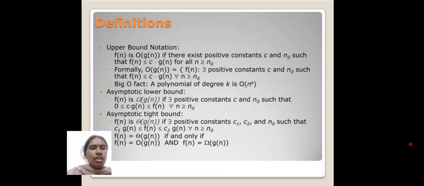The asymptotically tight bound is for theta notation. Here f of n is theta of g of n if there exist some positive constants c1, c2 and n naught such that c1 into g of n is less than or equal to f of n, less than or equal to c2 into g of n for all n greater than or equal to n naught. Here f of n is theta of g of n if and only if f of n is big O of g of n and f of n is omega of g of n.